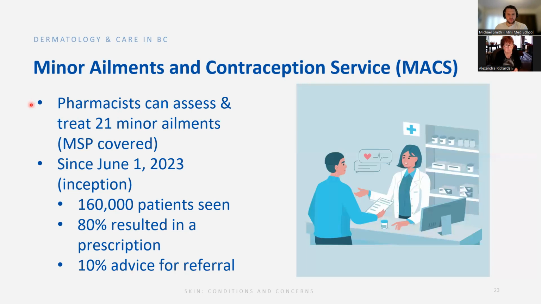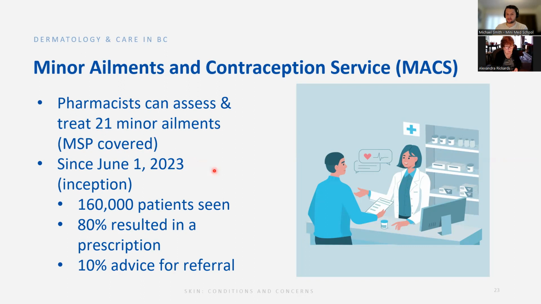And so now we want to talk about how pharmacists can help. As of June 1st, 2023, we have the minor ailments and contraception services offered by all pharmacists in BC. This service allows them to assess and to treat over 21 minor ailments, and it's all covered.